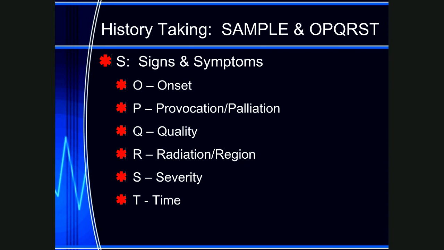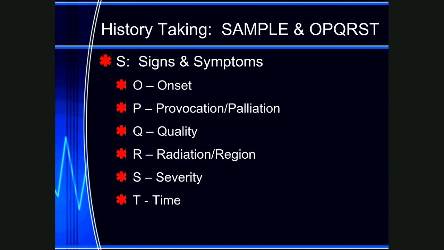O on the OPQRST stands for onset. What were you doing when the chest pain started? Onset. P, provocation, palliation. Does anything make the pain worse, or does anything make the pain better? And that can be as simple as moving around makes it hurt more, or moving around makes it hurt less.